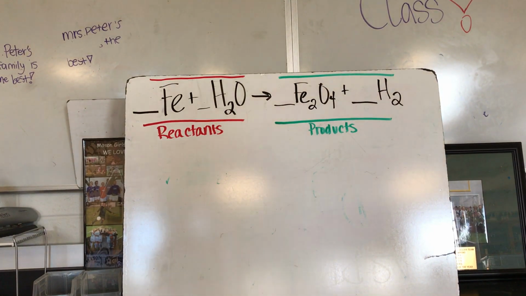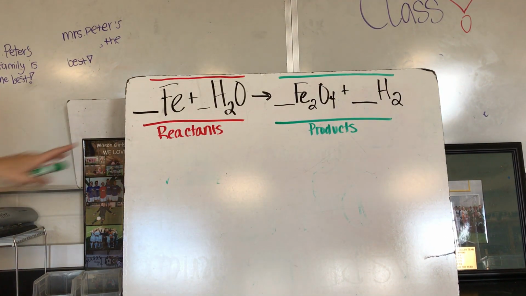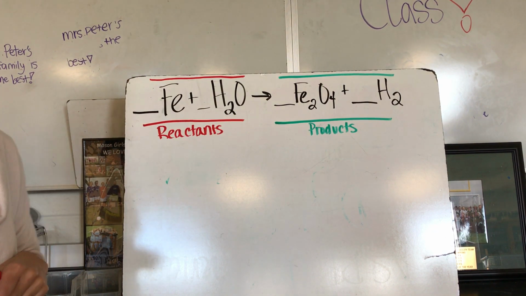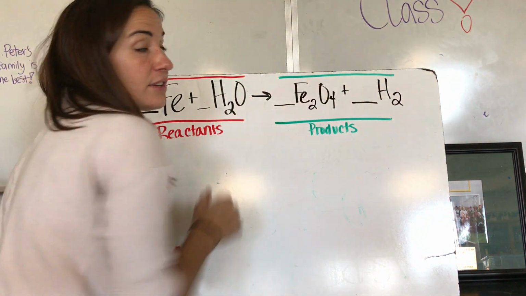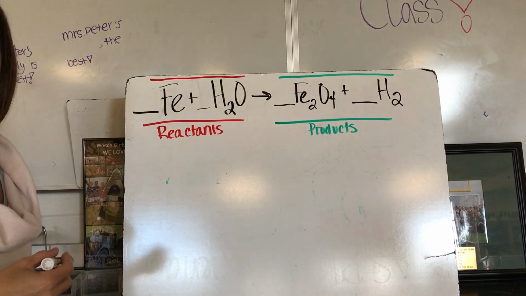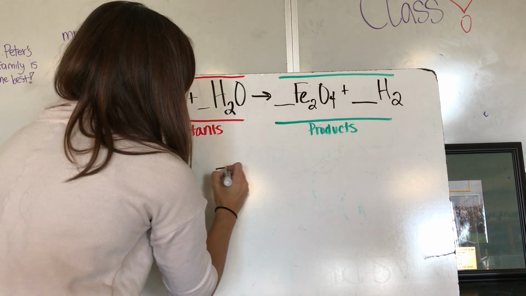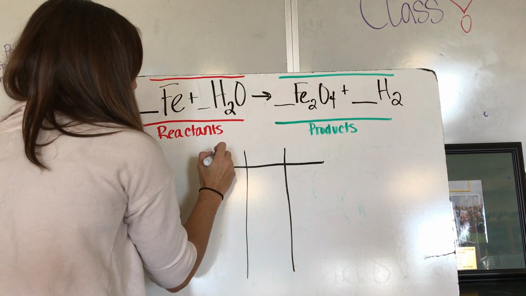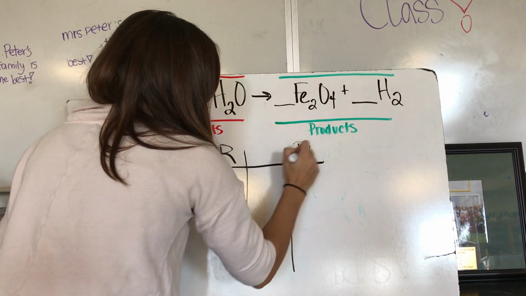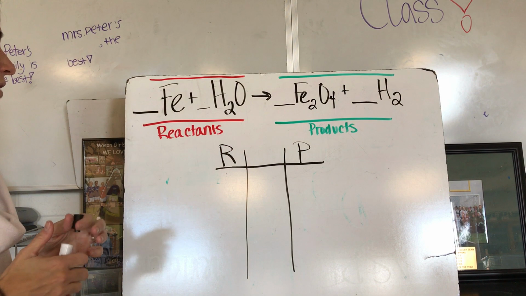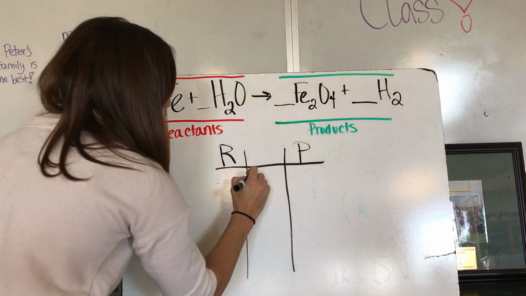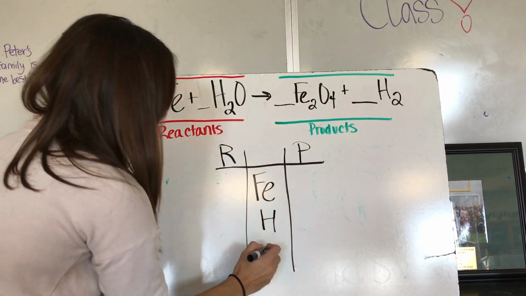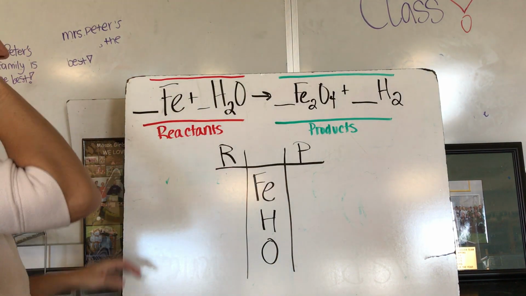Okay, so now we have iron and water reacts to form iron oxide and hydrogen gas. Again, these are 2 totally different things. Same elements, but 2 totally different things. So we're going to, again, create our reactants and products chart. Reactants are always on the left, products are always on the right. We're going to list our elements, Fe, which is iron, hydrogen, and oxygen. We only have 3 elements on both sides.